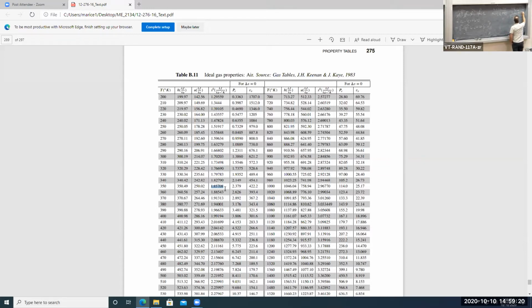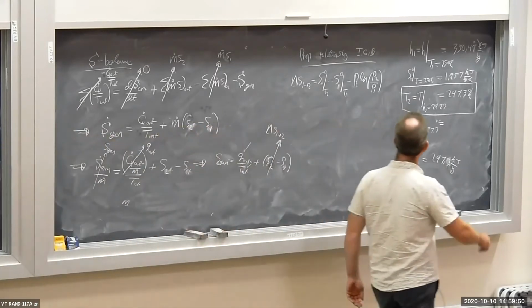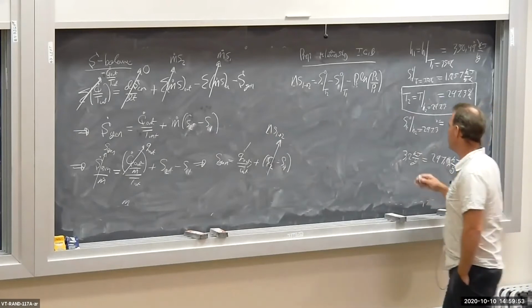1.857 kilojoule per kilogram degree Kelvin. Let's find s0 at the outlet, which is actually s0 evaluated at the enthalpy h2, which is 297.3. Probably have to do a little bit of interpolation here. So we got s0 at state 1, which was at 350 degrees, and s0 at state 2.